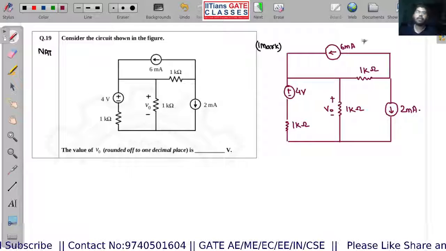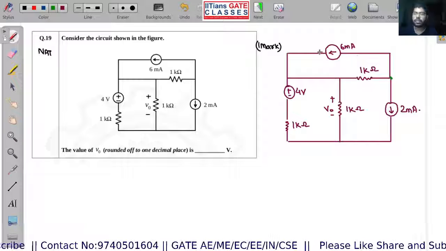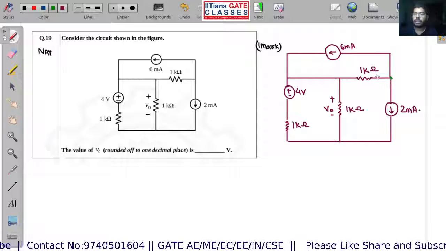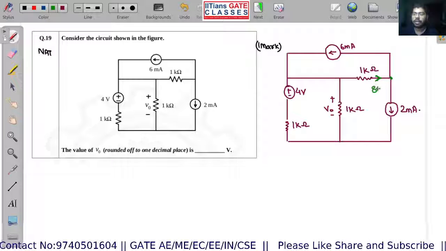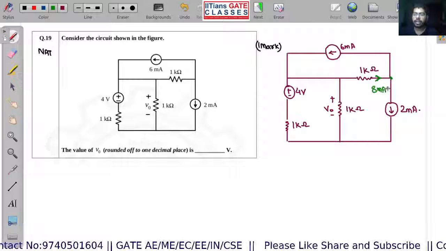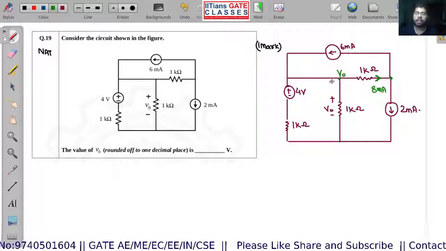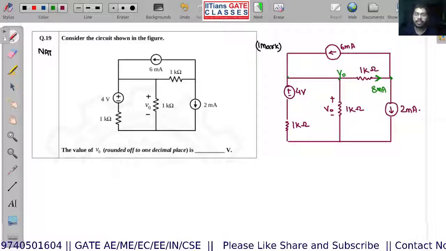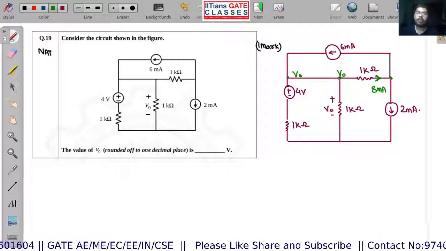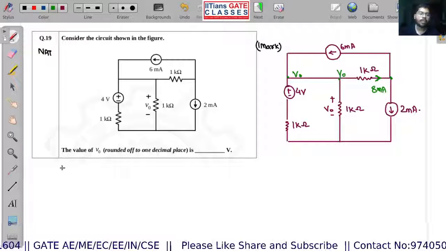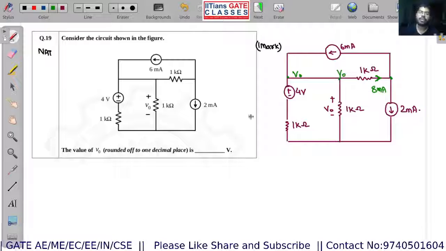See, if you are able to see that at this node 6 milliampere is going out, 2 milliampere is going out, that means what? Current through this branch, it will be what? 8 milliampere. If this is 8 milliampere and this point is V naught, now what should I do? Even this is V naught because there is short circuit here. So we need to find this V naught. So simply what I will do, I will apply nodal analysis at this node V naught, sorry.